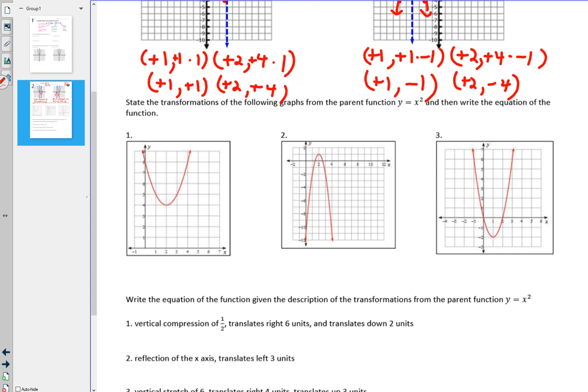All right, so here they want us to state the transformations and then write the equation of the function. Okay. The issue here is how to find A. There's a more algebraic approach you can take to finding A. But let me see if I can explain it to you a little simpler, just the counting way.